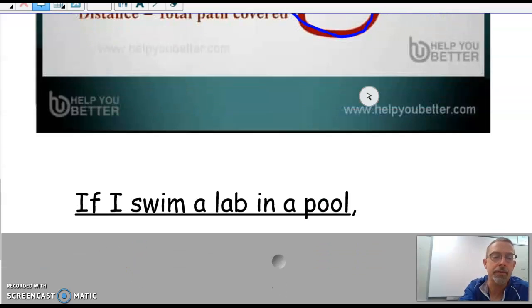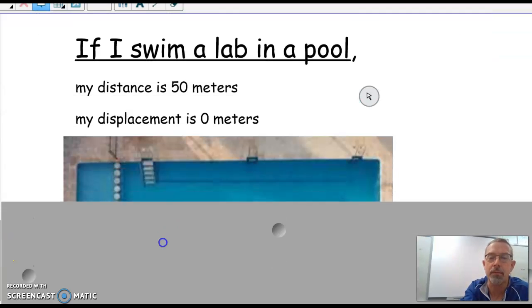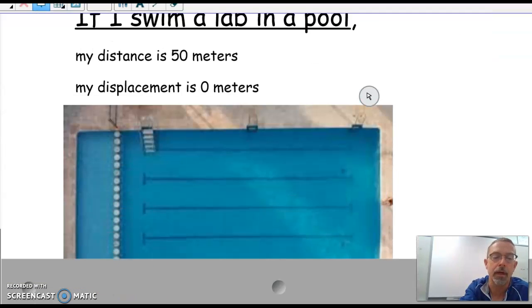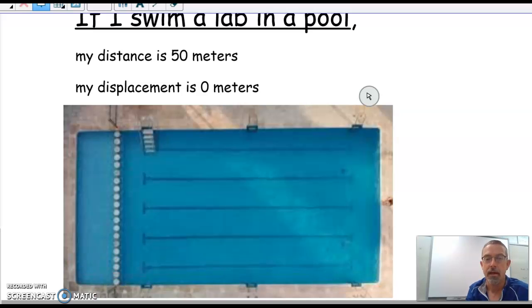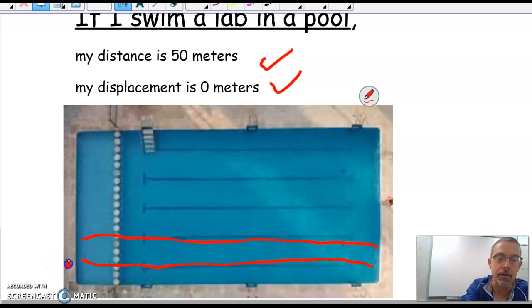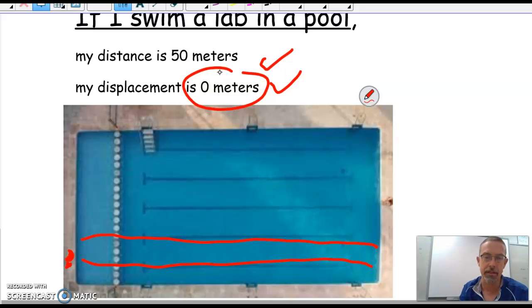To drive this home in another way, let's say I swim a lap in a pool. I've got a swim meet and I take this pool and I swim one direction across here and then I swim back. My distance there would be 50 meters. That's how far I swam. My displacement compares where I ended up to where I started. If I started here and I ended here, my displacement is actually 0. So that's the difference between those two ideas.